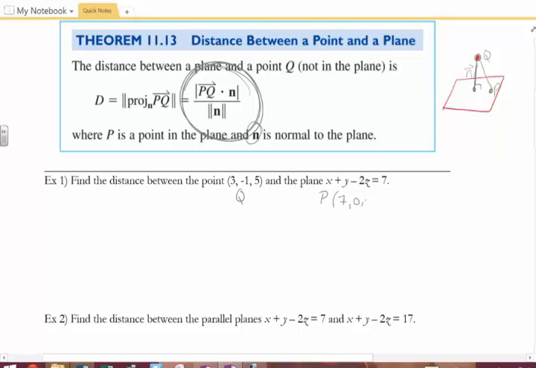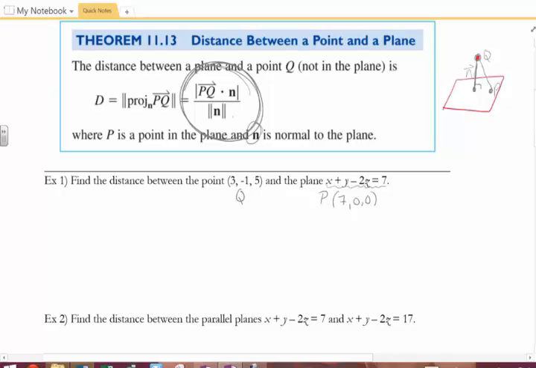And the easiest point on the plane that I can find is 7, 0, 0. Or maybe 0, 7, 0. Or maybe 5, negative 1, 0. There's a lot of different things, but basically any point that would solve this equation and make it true will work. So here's P, here's Q.